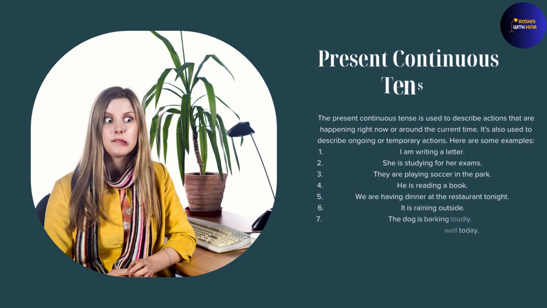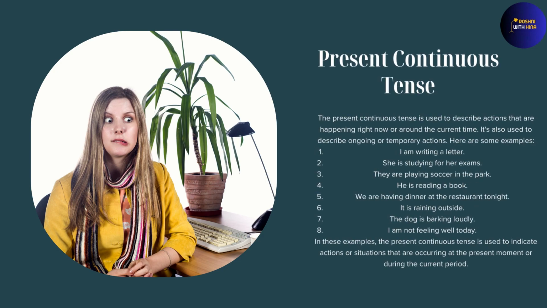Present continuous tense. The present continuous tense is used to describe actions that are happening right now or around the current time. It's also used to describe ongoing or temporary actions. Here are some examples. I am writing a letter. She is studying for her exams. They are playing soccer in the park. He is reading a book.